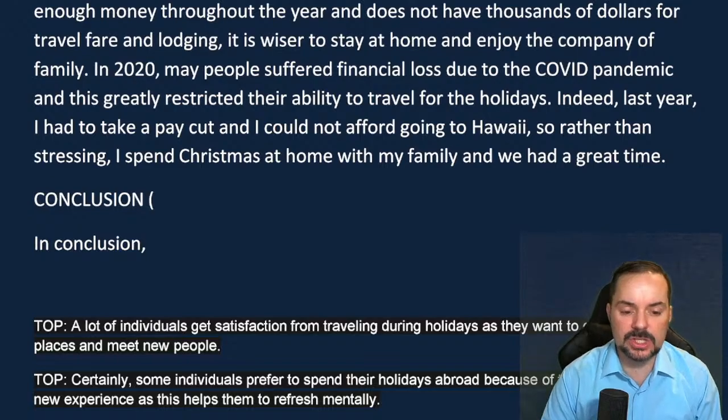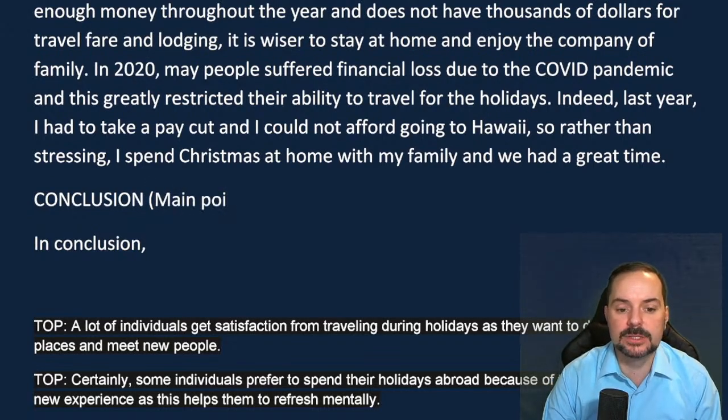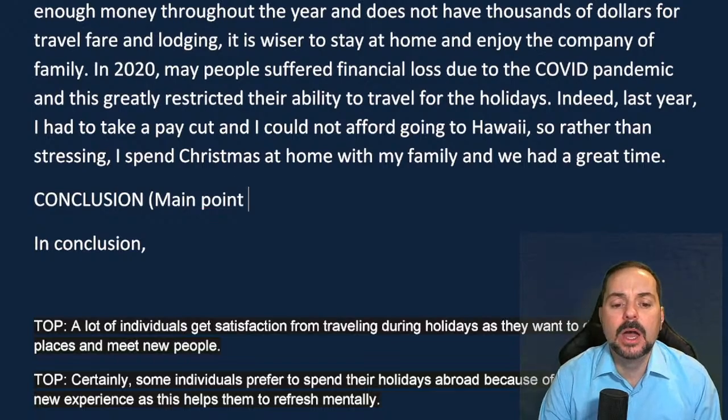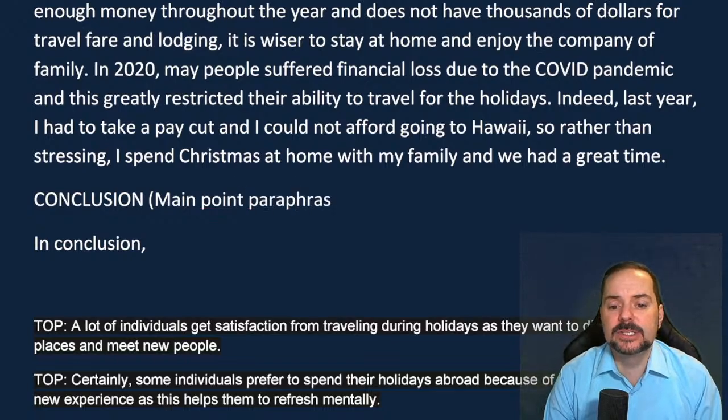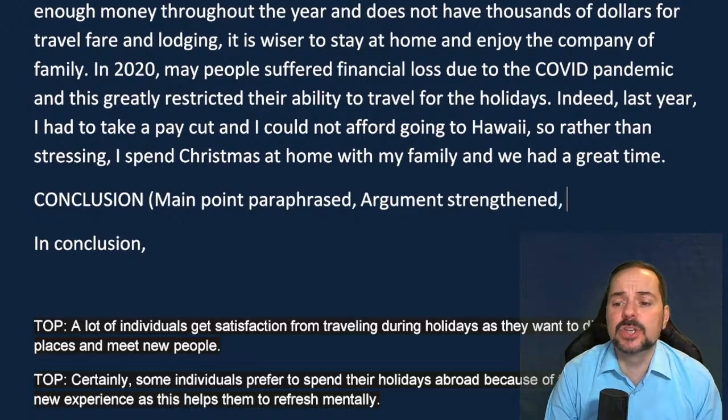Your conclusion is also made up of a few key elements, so it's got your main points restated or paraphrased, okay? It's got your argument strengthened, and then it's got a take-home message.